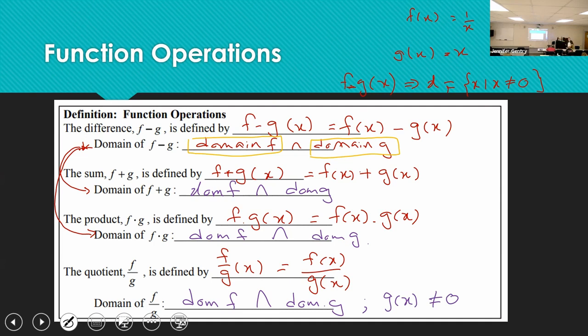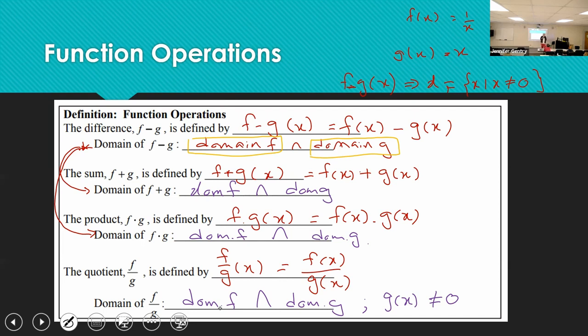For the domain of the first one, it says domain F intersect domain G. The second one says the exact same thing as the first one. It's an intersection, domain F intersecting domain G. It says it here, here, here, and here. All four of those lines say the same thing. For minus, plus, and multiply, you can stop.